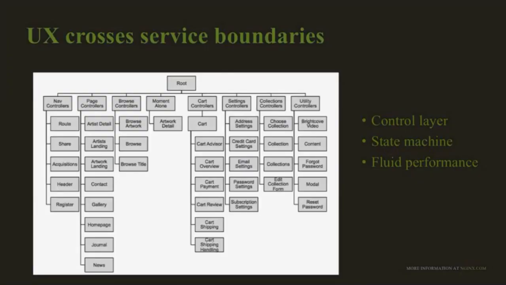On top of being complex, web applications often have to cross service boundaries. As you can see here, this is the controller graph of that e-commerce application that I described. And you can see that it goes across many different parts of the application. Think of these controllers as essentially accessing individual microservices on the back end, and understand that this web application needs to be able to access those fluidly so that the user is able to move seamlessly across all of the microservices in the background.